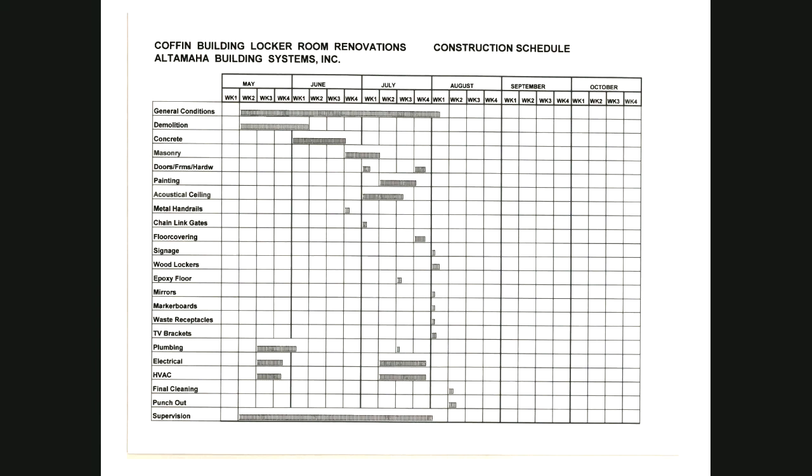This is one I wanted to show you just quickly. This is one we actually used in 2014 and 2015 when we were renovating the Coffin locker rooms for our women's volleyball and women's basketball team. It starts all the way from general conditions that have to be taken care of, demo, all the way down to final cleaning and the punch list, things that need to be corrected.